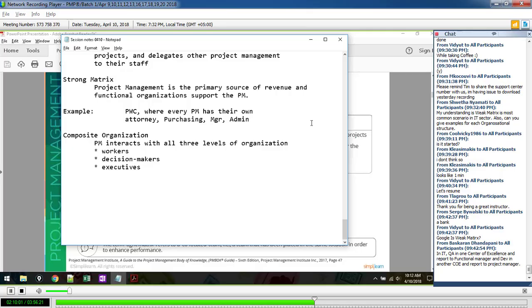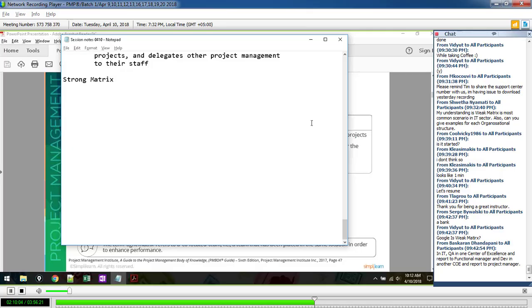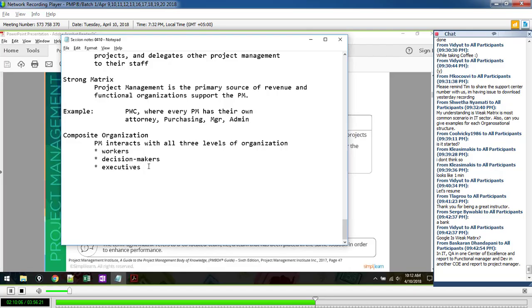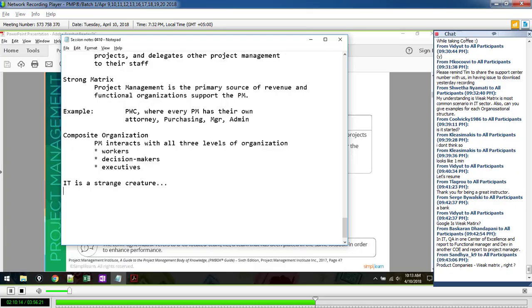Now, you have to be careful with this. IT is a strange creature. As an organization, it sometimes is weak matrix, right? Because why? IT cannot be around this week. We're doing a product launch, right? Do you agree?